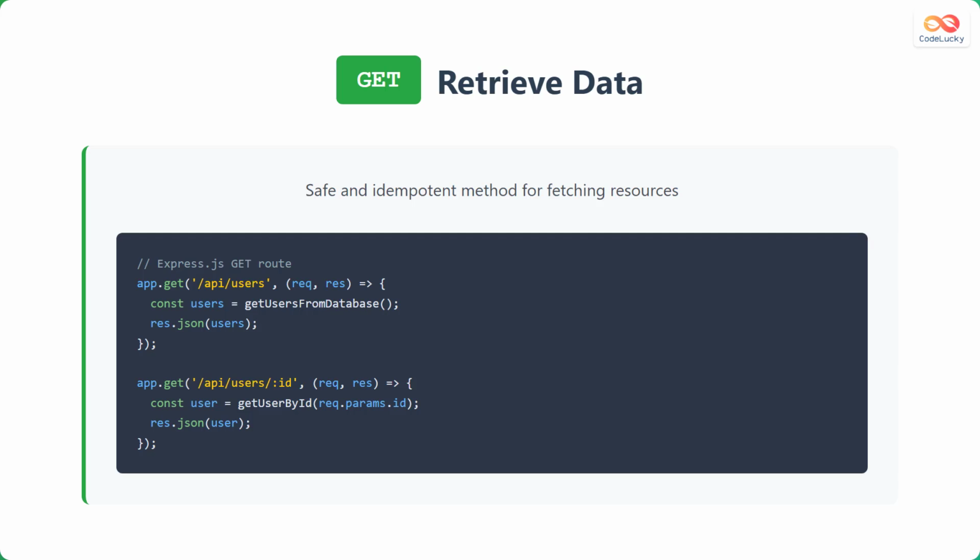Here is an example of a GET route in Express.js. The first route, app.get/API/users, retrieves all users from the database and responds with the user data in JSON format. The second route, app.get/API/users/ID, retrieves a specific user by their ID. The ID is passed as a parameter in the URL.